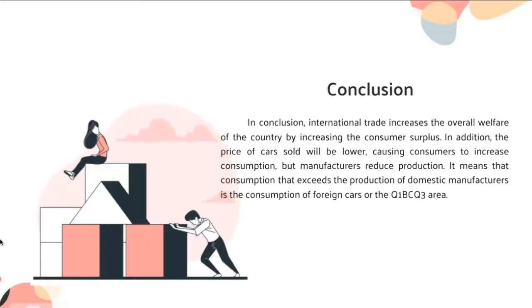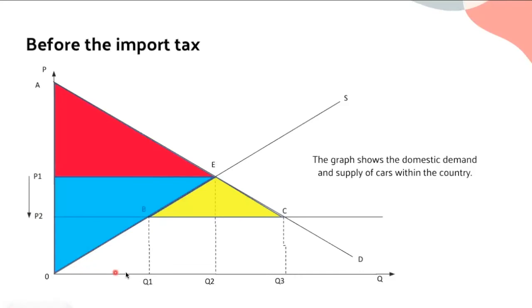In conclusion, international trade increased the overall welfare of the country by increasing the consumer surplus. In addition, the price of cars sold will be lower, causing consumers to increase consumption, but manufacturers reduce production. It means that consumption that exceeds the production of domestic manufacturers is the consumption of foreign cars, or Q1, BC, and Q3 as the rectangle.